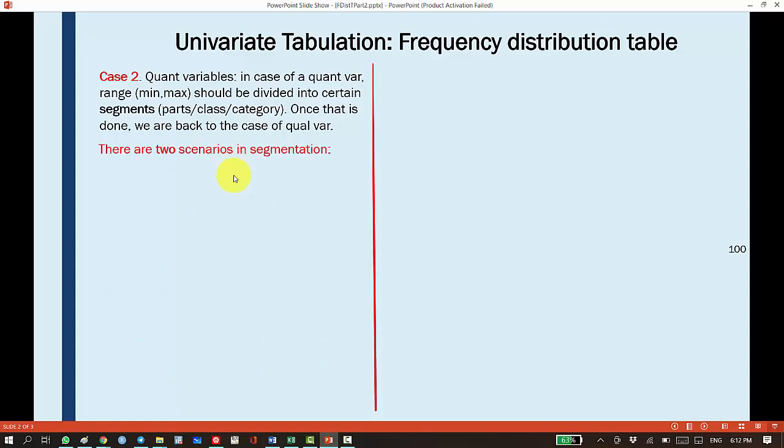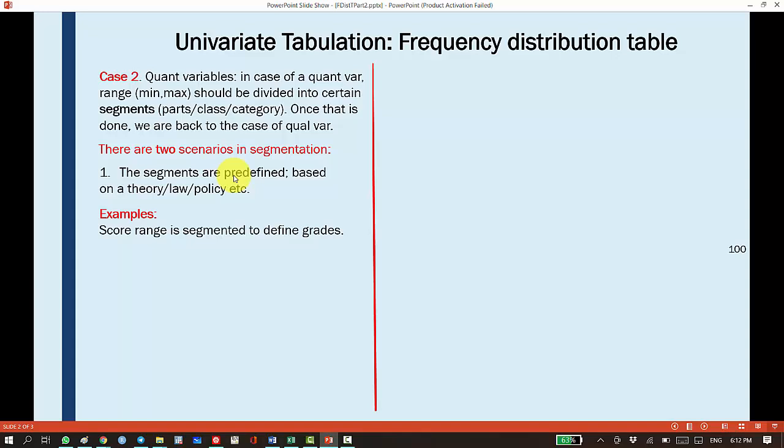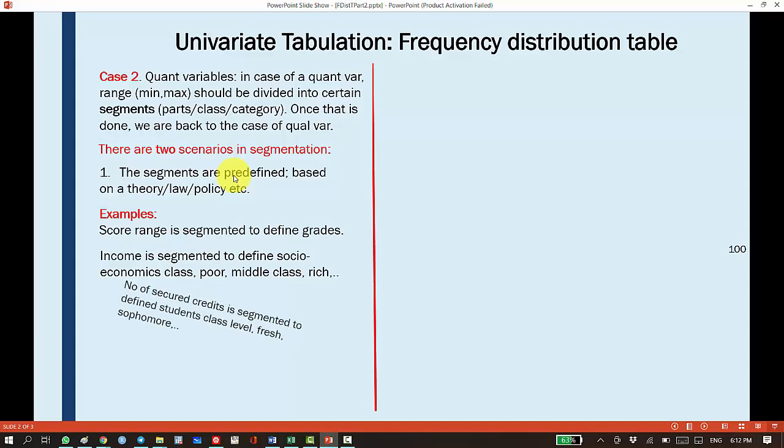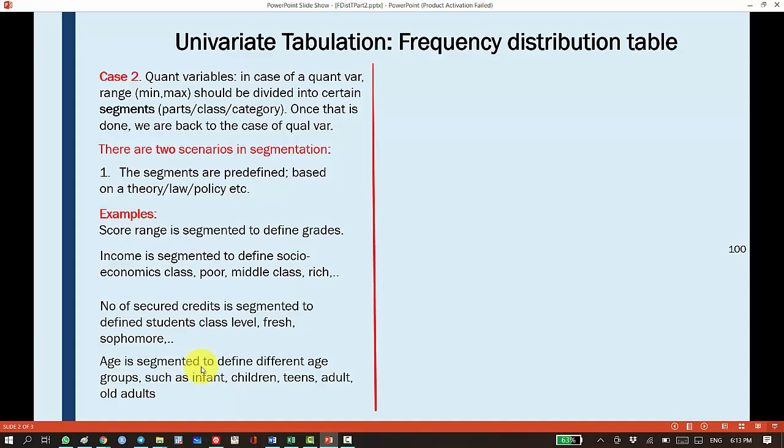There are two scenarios in segmentation of quantitative variables. First, the segments are predefined based on a theory, law, or policy. For instance, score range is segmented to define grades. Income is segmented to define socioeconomic class of the people: poor, middle class, rich, or upper rich. Number of secured credits by students is segmented to define students' class level, such as freshman, sophomore, junior, and senior. Age is segmented to define different age categories, such as infant, children, teens, adult, and so on.